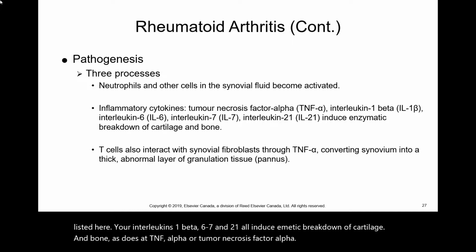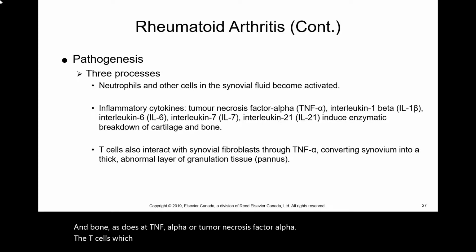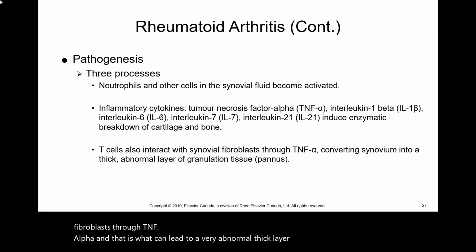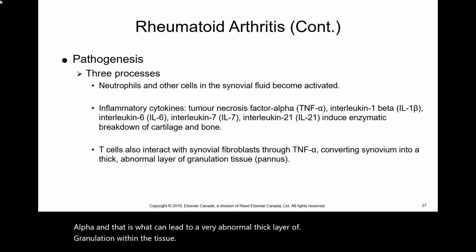The T cells, which are another type of your white blood cells, also interact with the synovial fibroblasts through TNF alpha, and that is what can lead to a very abnormal thick layer of granulation within the tissue, also known as pannus.